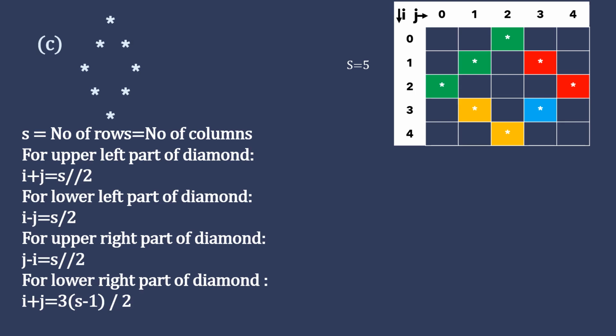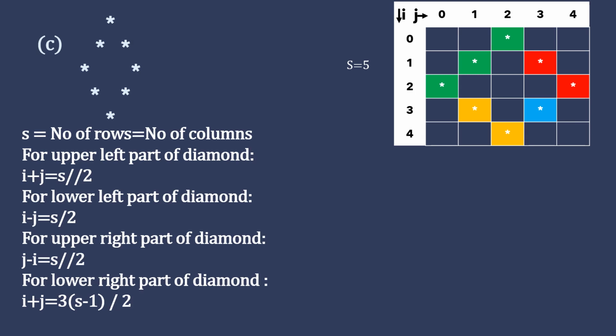Now for the upper right part of the diamond, which are colored in red, you can see the condition is j minus i is equal to s divided by 2. Here j value is 3 and i value is 1, 3 minus 1 is 2. And next is j value is 4 and i value is 2, 4 minus 2 is also 2. So here this condition is satisfied where j minus i will be s divided by 2.